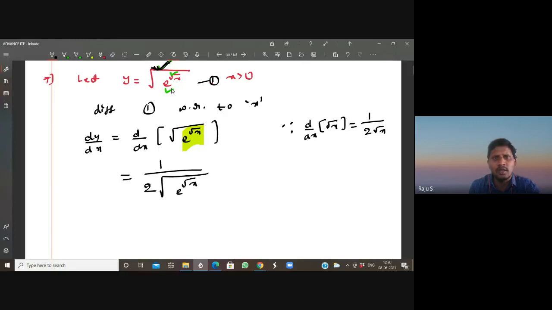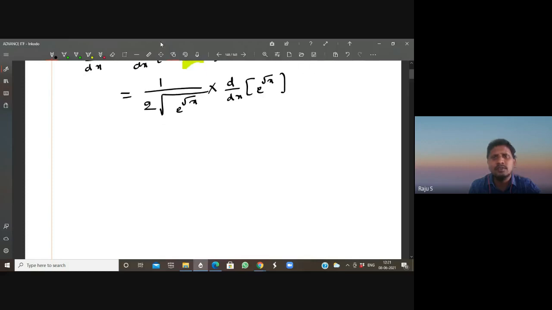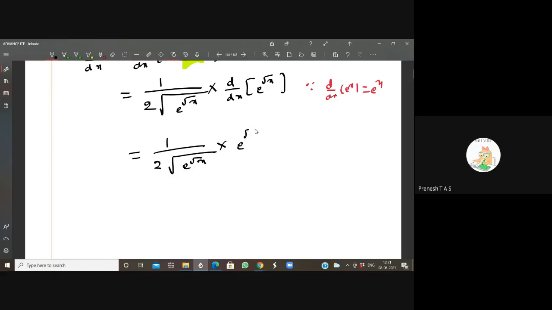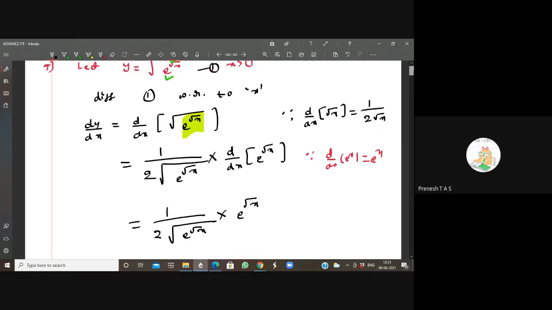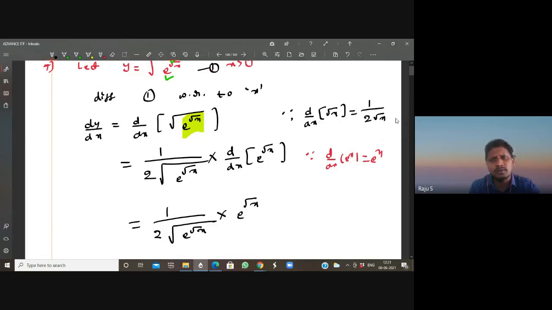Next, the derivative of e to the power of root x, that is d by dx of e power root x, step by step. This is called the chain rule. Since we know that d by dx of e power x is e power x, apply this formula, so we are going to get 1 by 2 root e to the power of root x. Sir, negative sign? The derivative of root x, sir, is 1 by 2 root x. Sir, minus will come, no, sir?